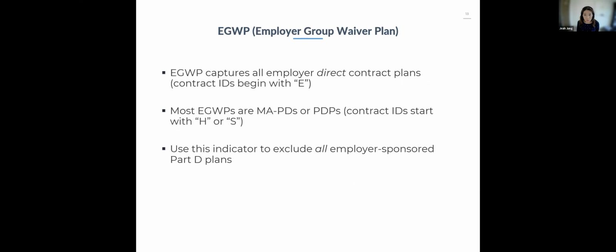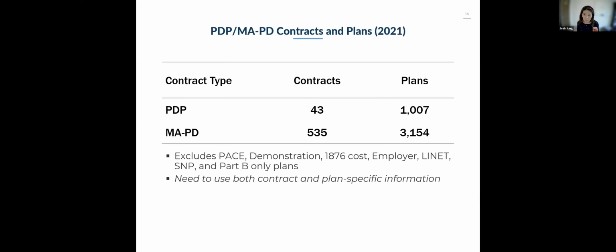So why do we emphasize this? When you get PDE data and the plan characteristics file and begin to create some numbers, you want to check: am I on the right track? Or is the data that I received from CCW really correct? And you want to check.